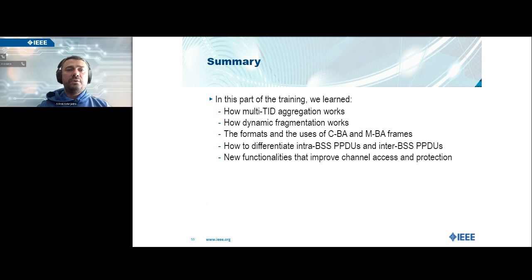So in summary for part 2, we went over a lot of material related to aggregation in general: how multi-TID aggregation works, how dynamic fragmentation works and how it can be used instead of padding, and the formats and uses of compressed block ACK and multi-STA block ACK frames. And all the functionality that we discussed about improving channel access and protection: BSS color, MU EDCA operation, two NAVs, TXOP-based RTS-CTS, and so on.